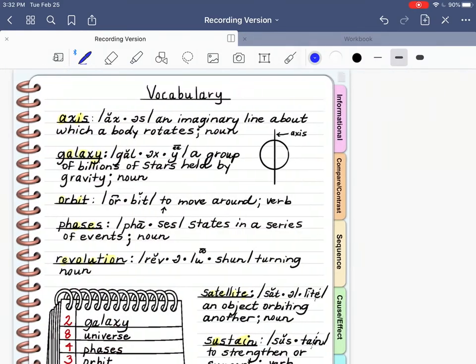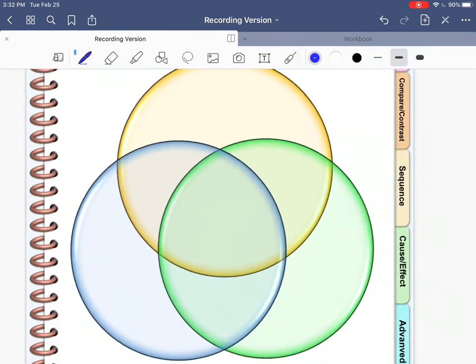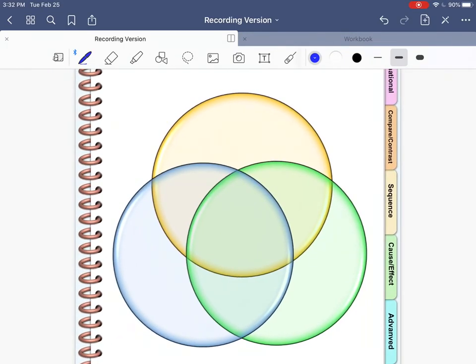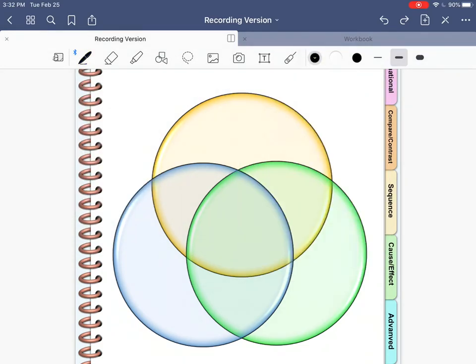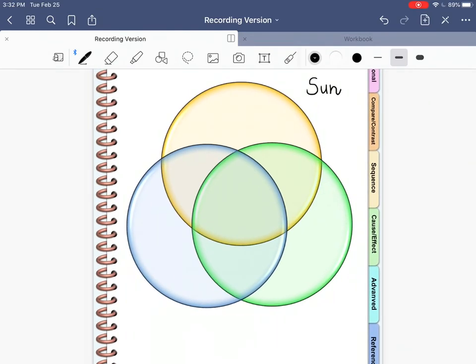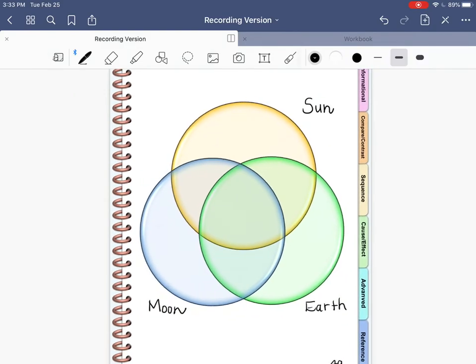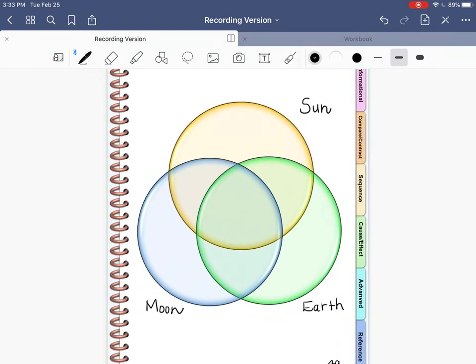So if you turn with me to your diagram, first thing we need to do is label these circles. So I'm going to allow the yellow circle to be the sun. Makes sense. Sun is yellow. It appears yellow, so let's call this one the sun. The green one I'm going to use for earth, and the blue one I'm going to use for the moon. So the first thing that we need to do is to label our circles.